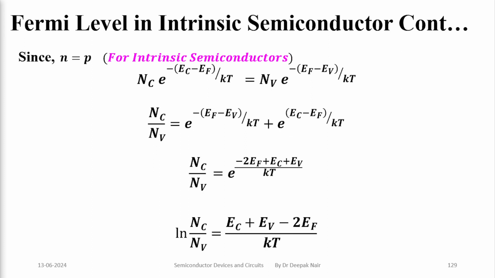Now taking the natural log to remove the exponential function, we introduce ln here, and the e will be removed, so that we will get Ec plus Ev minus 2Ef upon kT. This equation is very important when we discuss the role of conduction and valence bands density level with respect to the Fermi energy level EF. Okay, so EF is also a function which is related to NC and NV.